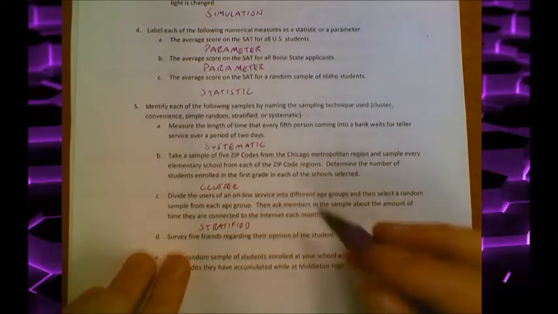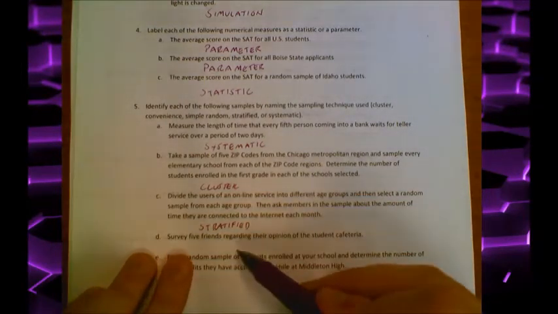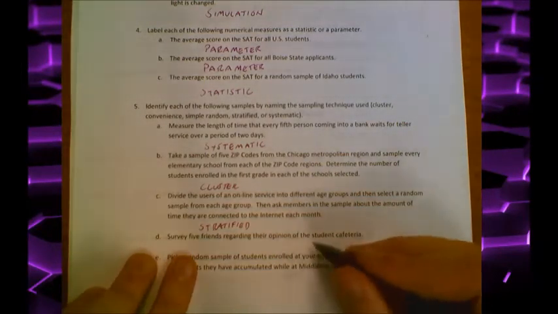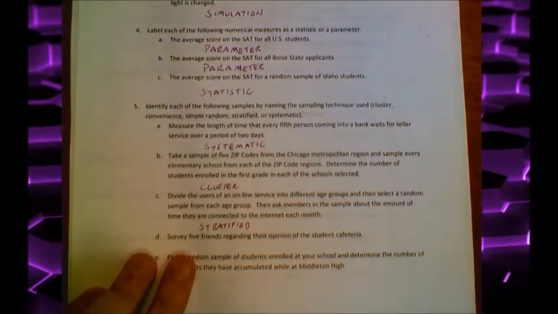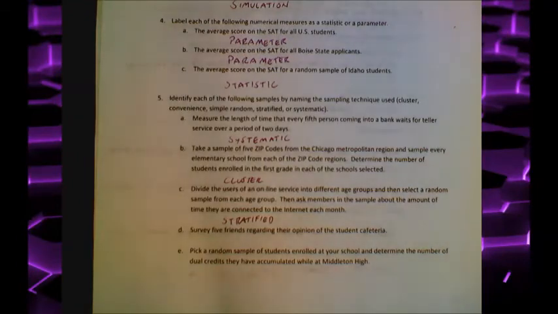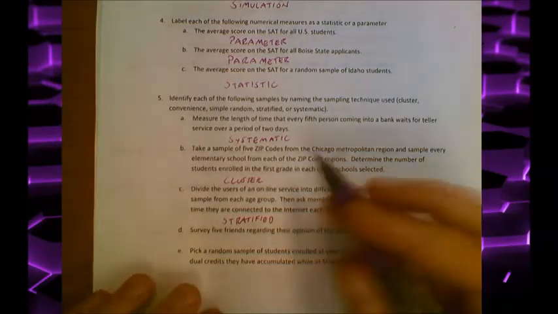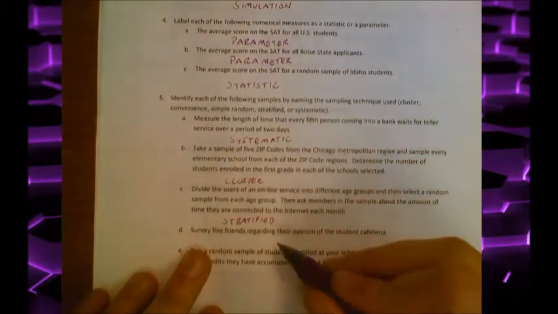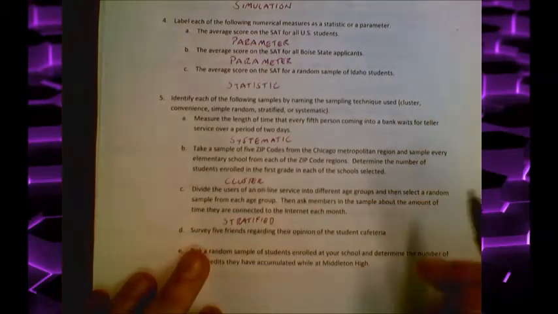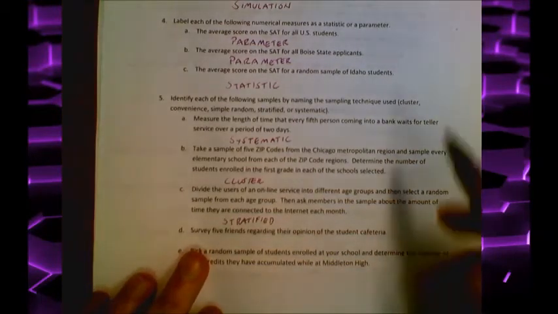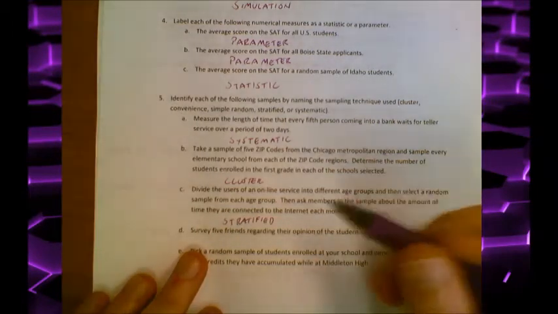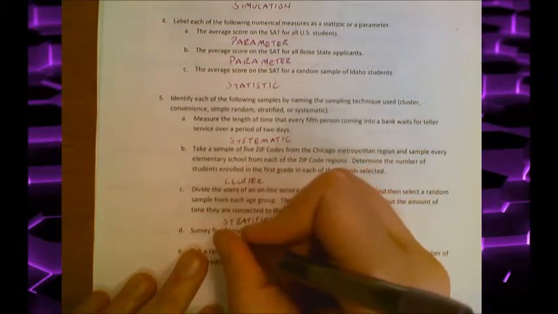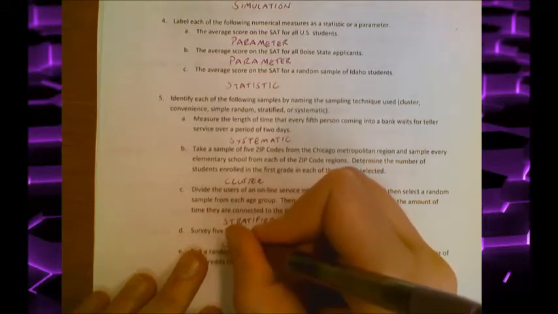Part D, I'm taking a survey of 5 friends regarding their opinion on the student cafeteria. So it's clearly going to be a convenience sample because we're just looking at the 5 people that we know. So it's really a bad sample size, but it is going to be a convenience.